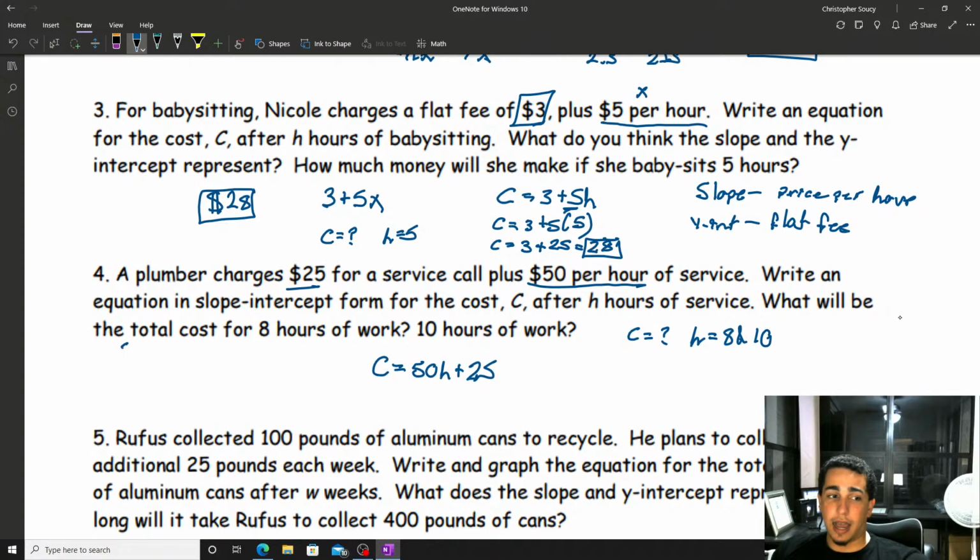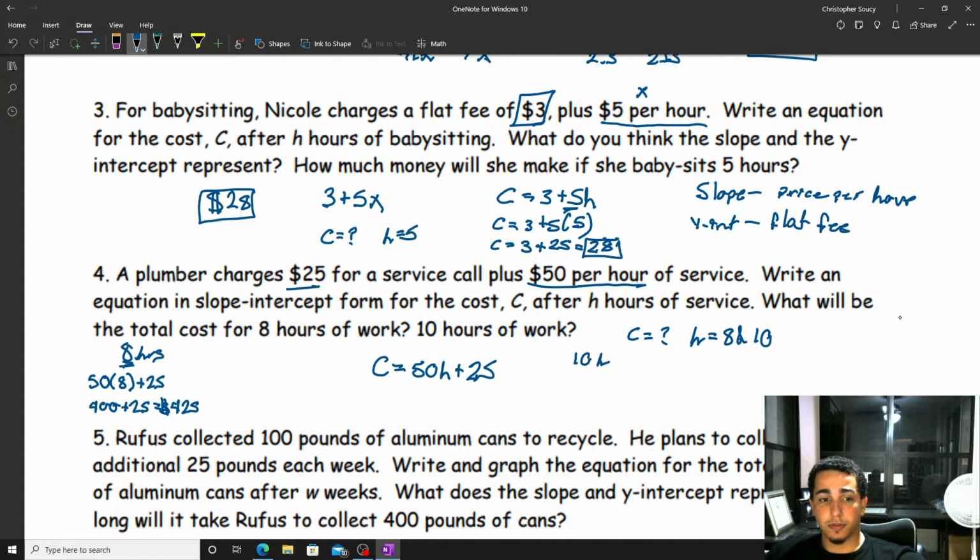So first, for 8 hours, we're going to plug in 8 for H. So it's going to be 50 times 8 plus 25. 50 times 8 is going to be 400, plus 25 is 425. This will be the total cost if the plumber works for a total of 8 hours.